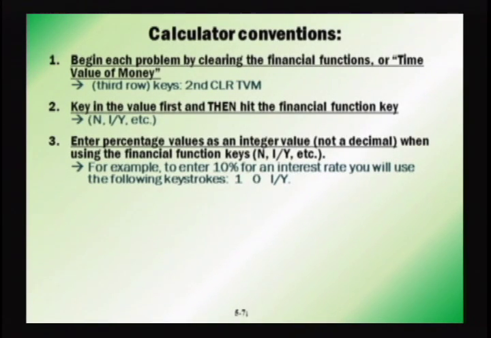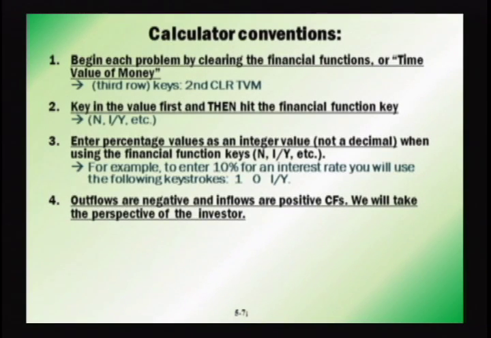Percentage values are entered as whole numbers, not as a decimal. For example, 10% would be entered as 1, 0, I over Y. One half of 1% would be entered as 0.5, and then press I over Y to lock that in. You will see some situations where we talk about positive numbers and negative numbers. Anything that is a cash outflow, if it comes out of my pocket, it's a negative thing. If it comes to me, that's a very positive thing. So cash inflows are positive, cash outflows will be entered as a negative number.